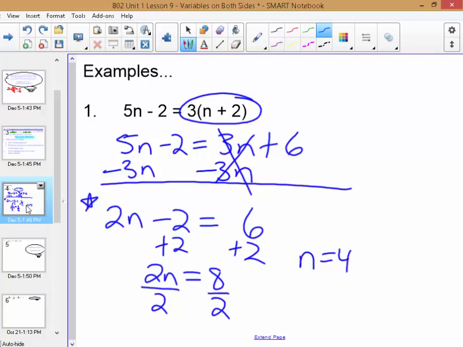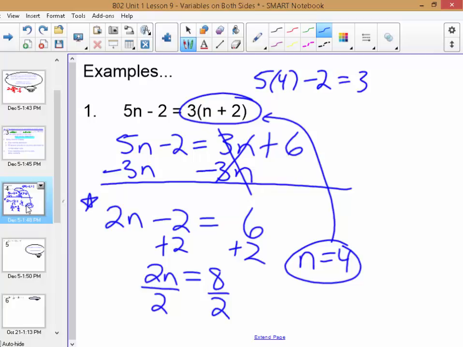Remember what we've talked about all the time. You can actually check these by using substitution. I'm going to substitute this back into the original equation. I'm going to say, okay, if n equals 4, then that means 5 times 4 minus 2 has to equal 3 times 4 plus 2 in parentheses.